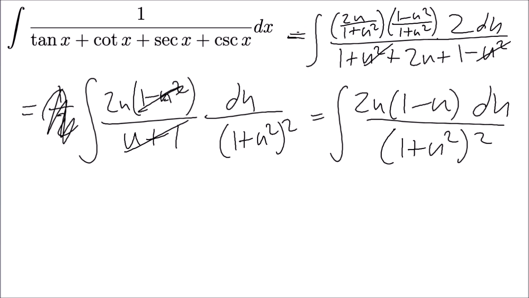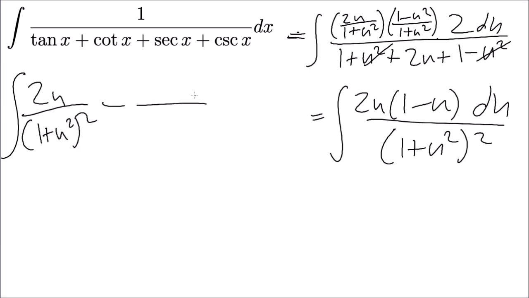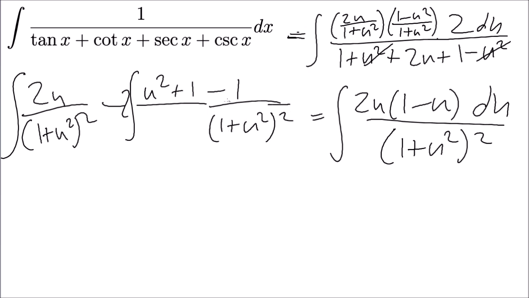Wait a minute. I see that 2u. There's 2u, and there's minus 2u squared, right? But then I could do u squared plus 1 minus... Oh, but then I don't want to do this.